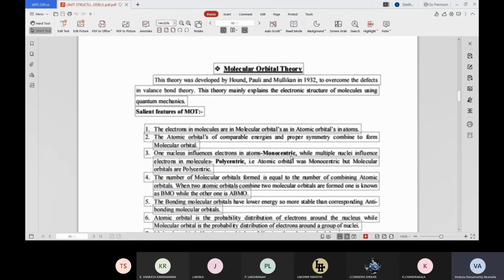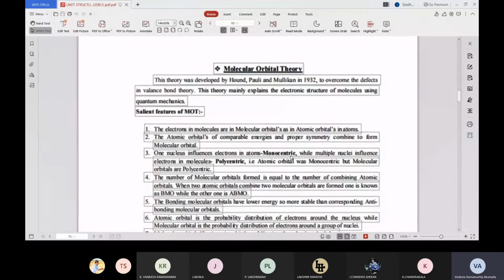One by one. Electrons in molecules are in molecular orbitals, as electrons in atoms are in atomic orbitals. Some atomic orbitals combine to form molecular orbitals. That is the main important point. Another important point: atomic orbitals of comparable energies and proper symmetry combine to form molecular orbitals. The atomic orbitals of comparable energies and proper symmetry combine to form a molecular orbital.